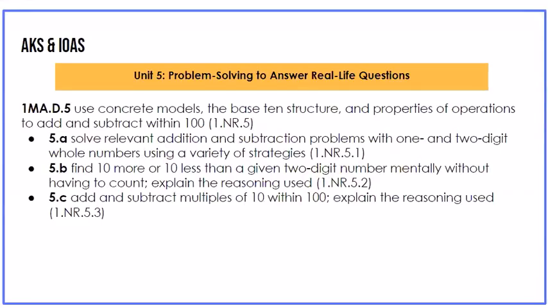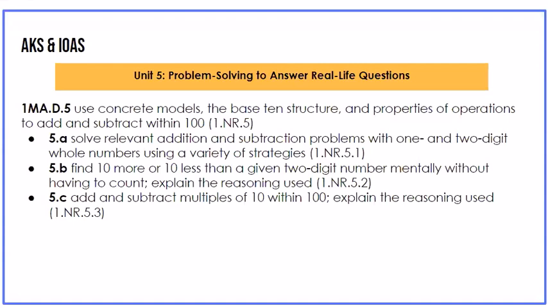Unit 5 has one new AKS, AKS 5. AKS 5 has students use models, base 10 structure, and properties of operations to add and subtract within 100. Under the AKS, you will find the Indicators of Achievement, or IOAs. IOA 5A requires students to solve relevant addition and subtraction problems with both 1- and 2-digit whole numbers.